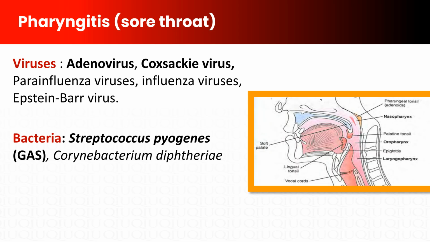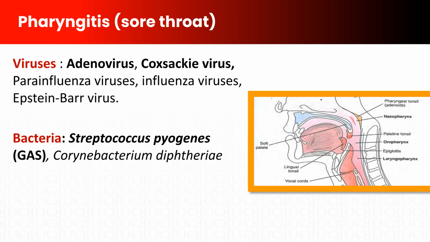Now let's transition to discussing pharyngitis or sore throat caused by viruses. As we learned in our previous session, pharyngitis can be caused by both viruses and bacteria, and distinguishing between them is clinically important. The main viral causes of pharyngitis include several important pathogens. Adenovirus is one of the most common viral causes and will be our focus today.